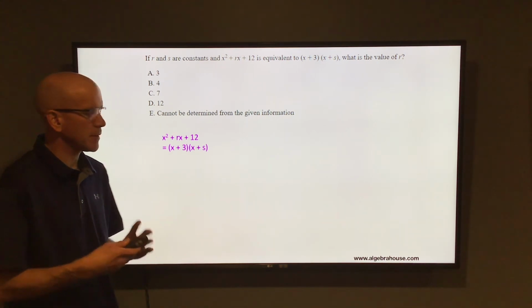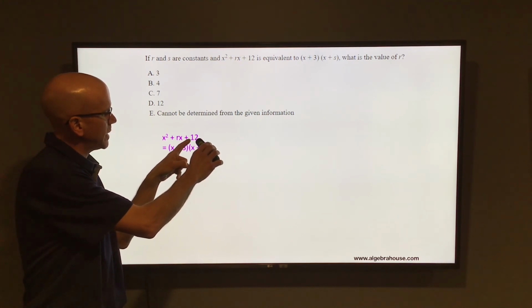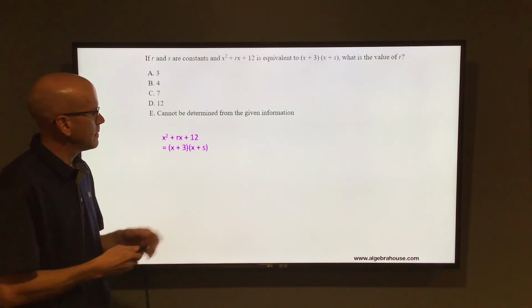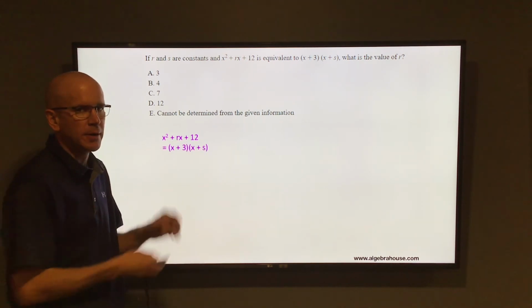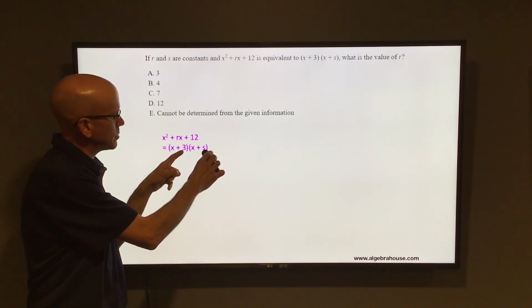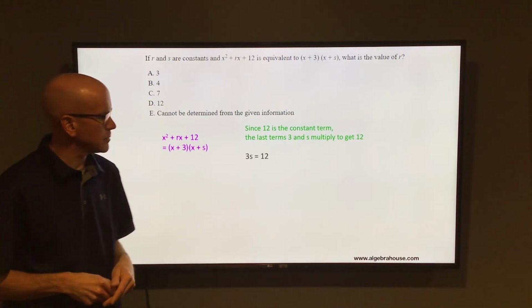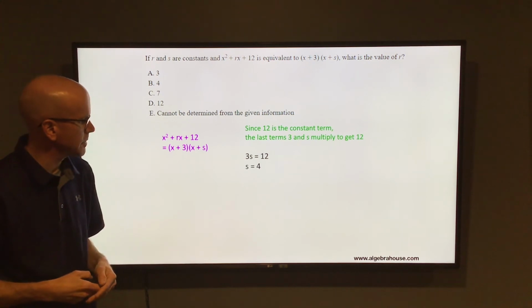Now think about the FOIL method. When you multiply these last terms together, 3 times s, that is 12. If you get the value of s, that's going to help you, because if you get the value of s, then you can figure out what r is. So to get the value of s, again, these last terms, 3 times s, that is equal to 12. Those are the last terms of the FOIL method. So if 3s equals 12, that means the value of s is 4.